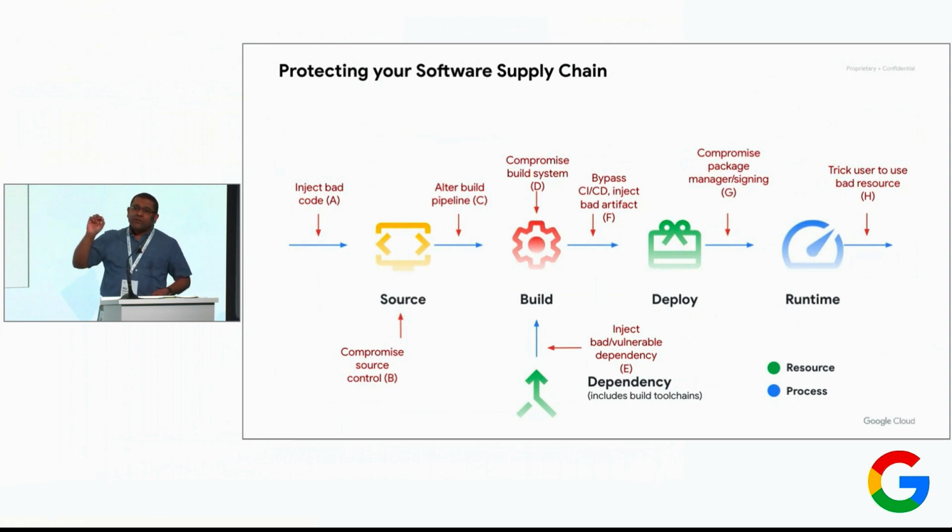What you see in red are the many attack vectors that are possible in this pipeline. Somebody can inject bad code. Somebody can put a bad dependency into, say, an upstream Maven repository, and it gets pulled into your pipeline, right? Somebody can compromise the build system itself. Somebody can put in bad build code, right? The build pipeline code, right? So these are all the possible attack vectors.